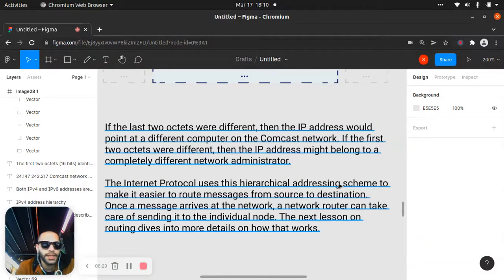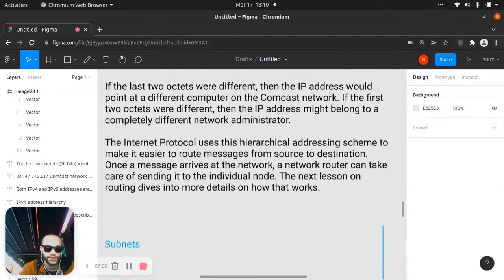If the last two octets were different, then the IP address would point to a different computer on the Comcast network. If the first two octets were different, then the IP addresses might belong to a completely different network administrator. The Internet Protocol uses a hierarchical addressing scheme to make it easier to route messages from source to destination. Once a message arrives at the network, a network router can take care of sending it to the individual node. The next lesson on routing goes into more detail on how that works.